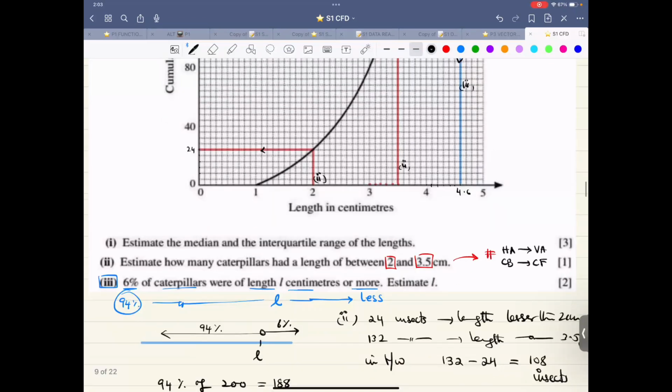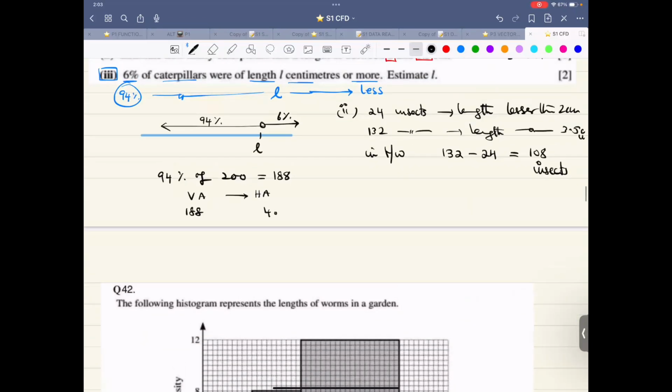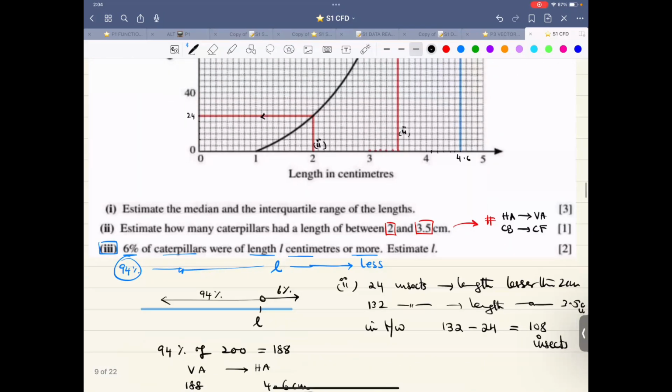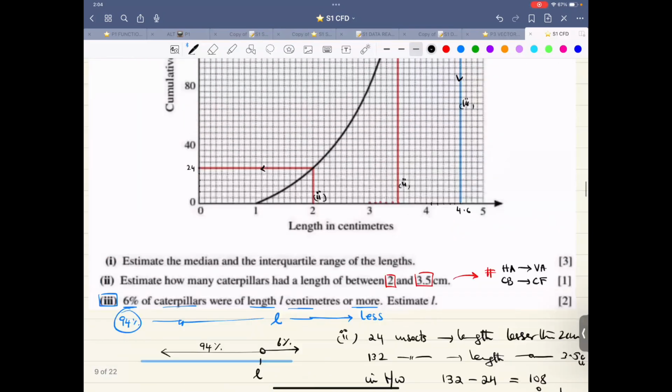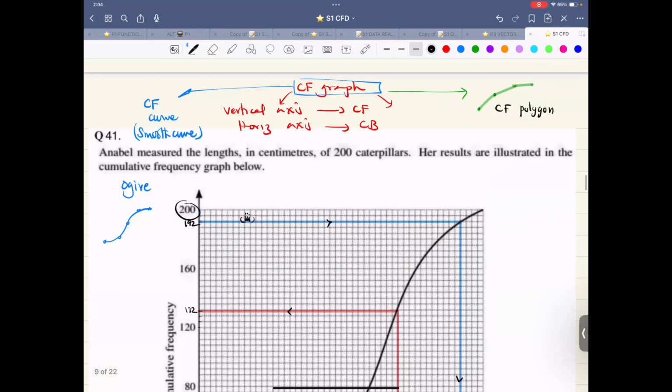This is 4.6. So this answer is 4.6 centimeter. That is the value of L. Got all clear with this particular question? That is question number 41. So let me write over here. That's the AS level. That is question 41.